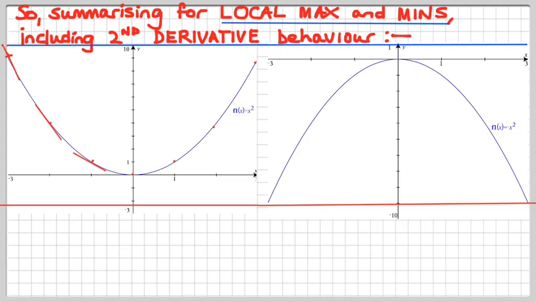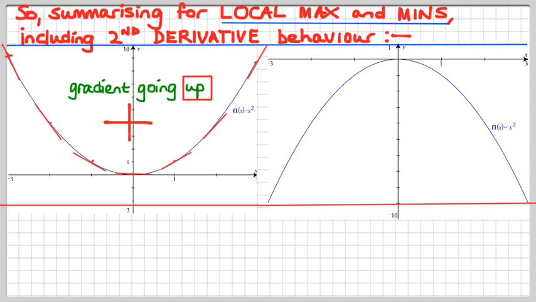Now, here's the gradient, and the gradient is going up. Do you see what's happening here? The gradient is going up. If the gradient is going up, you can look at the front end of the gradient tangent line, and it'll be moving in an upwards direction from one successive x value to the next. That's what I mean by the gradient going up. So the rate of change of the gradient is positive for a local minimum. Local minimum, second derivative is positive, and you put the little smiley face in to complete the picture, and you can work it out.